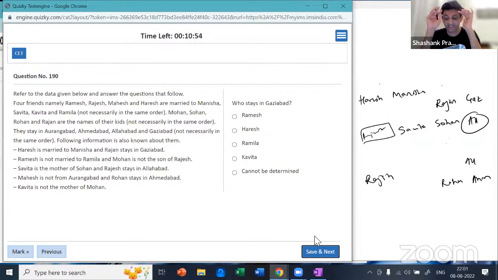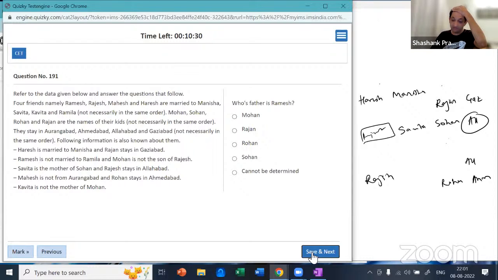Ramesh, Rajesh, Mahesh, Haresh. Okay. It will be one of Ramesh and Mahesh. So if Ramesh is in Ghaziabad, then Ramila will be here, which is fine. Manisha will be here. Ramila will be here. Kavita will be here, which is okay. Okay, I think Ramesh might be the one.